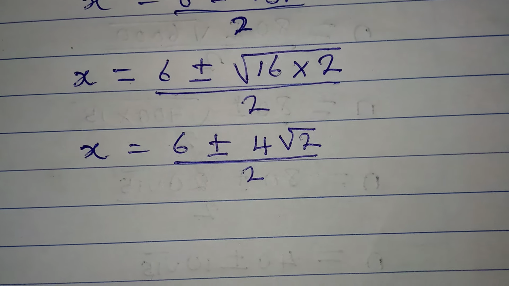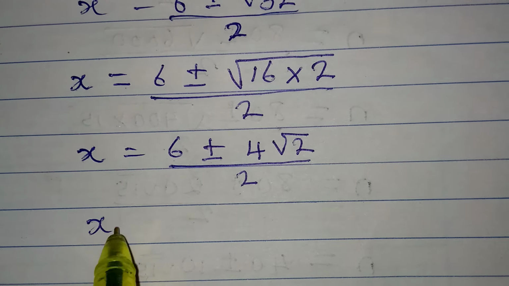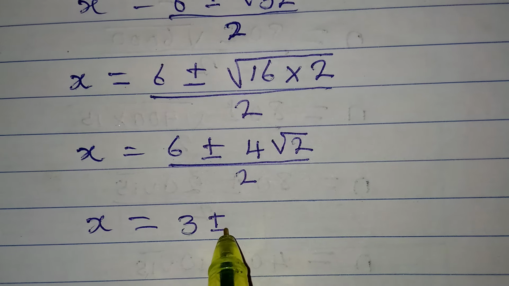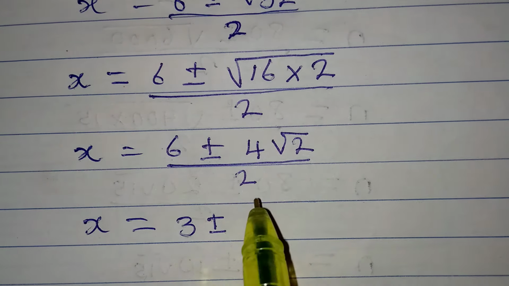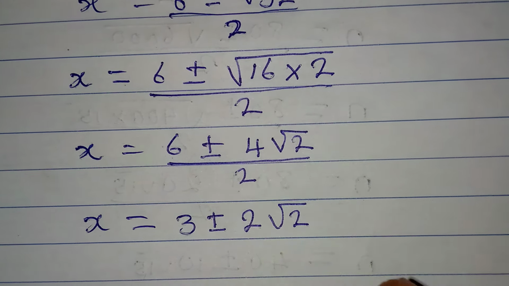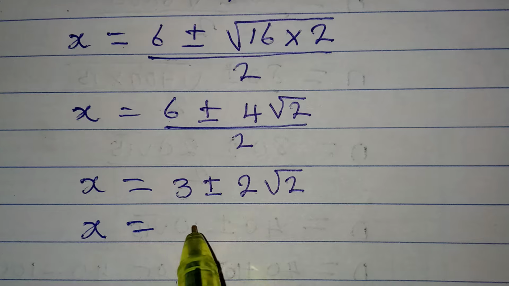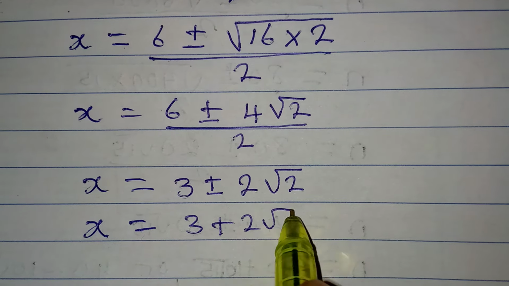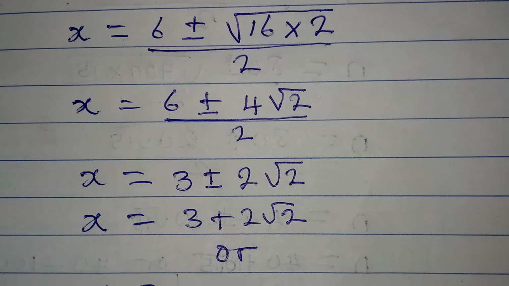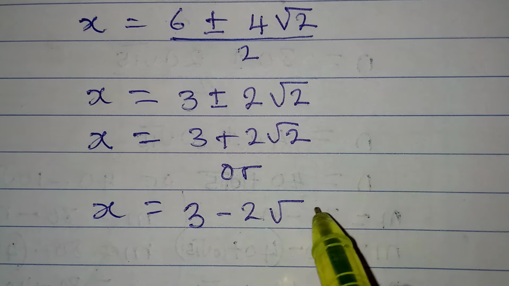Okay, now 2 can divide 6 and it can divide this 4. Let's do that, so that x will be equal to 2 into 6 is 3, we are plus or minus 2 into 4 is 2, then we have root 2. Now it is simple. This means that we are having x to be equal to 3 plus 2 root 2, or x to be equal to 3 minus 2 root 2.